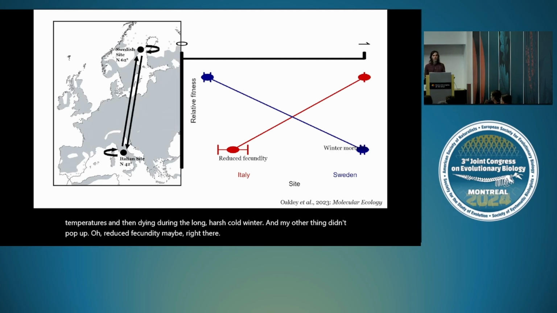Maybe less obvious is that in the Italian environment, the Swedish ecotype, like I said, is still experiencing somewhat low temperatures that allow them to begin to acclimate, but then never experience the freezing stress that they're expecting, and that is leading to reduced fecundity in these populations. So those are the two main things I want you to think about in terms of the local adaptation and a potential trade-off in this system.